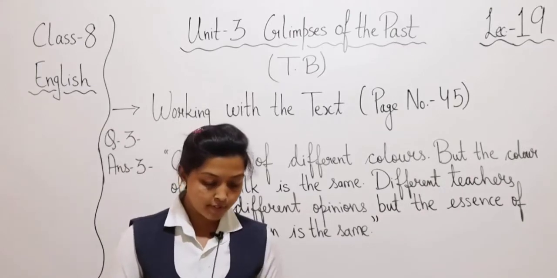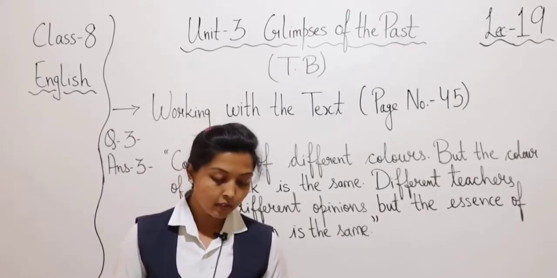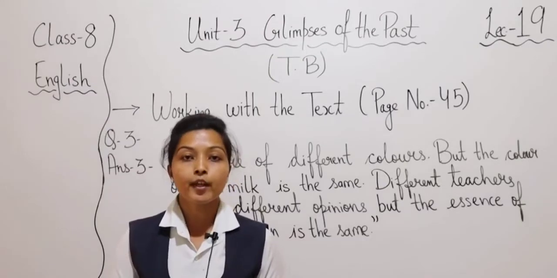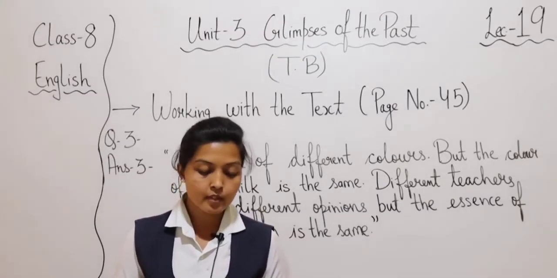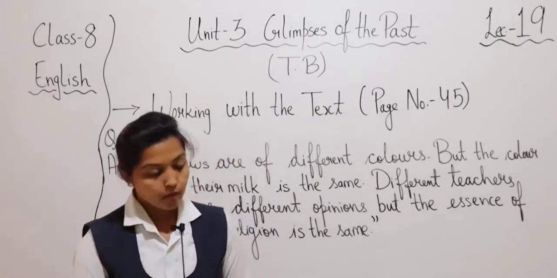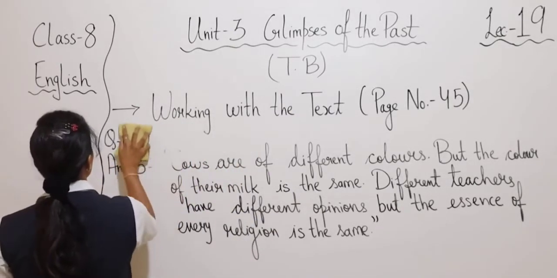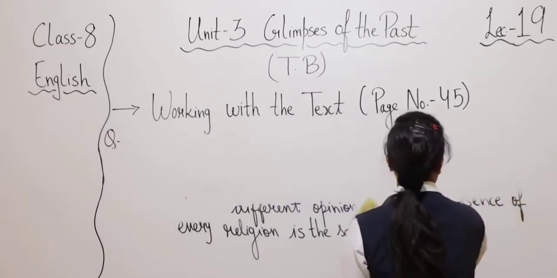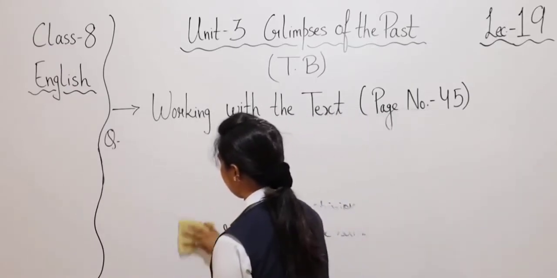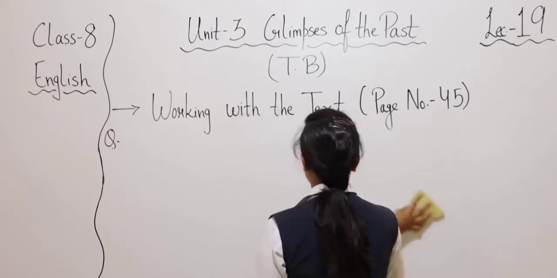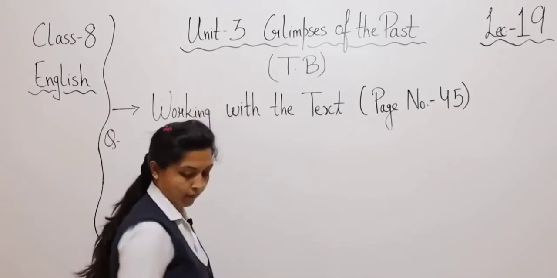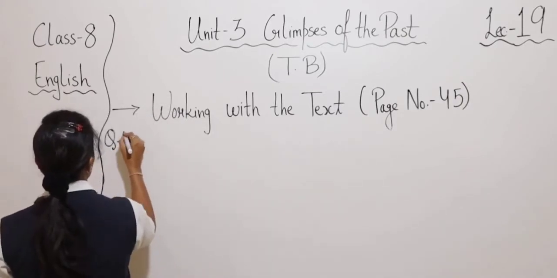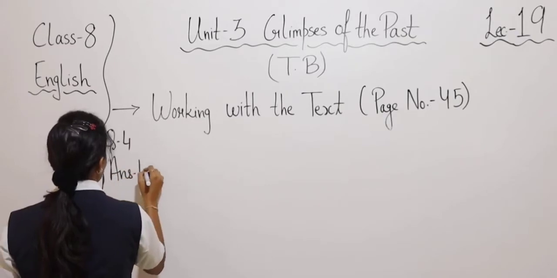Now, next question 4. It is given: in what ways did the British officers exploit Indians? So what are the ways that the British officers exploited Indians? Write down that question 4, note it down from your textbook. Then after that, write answer 4.